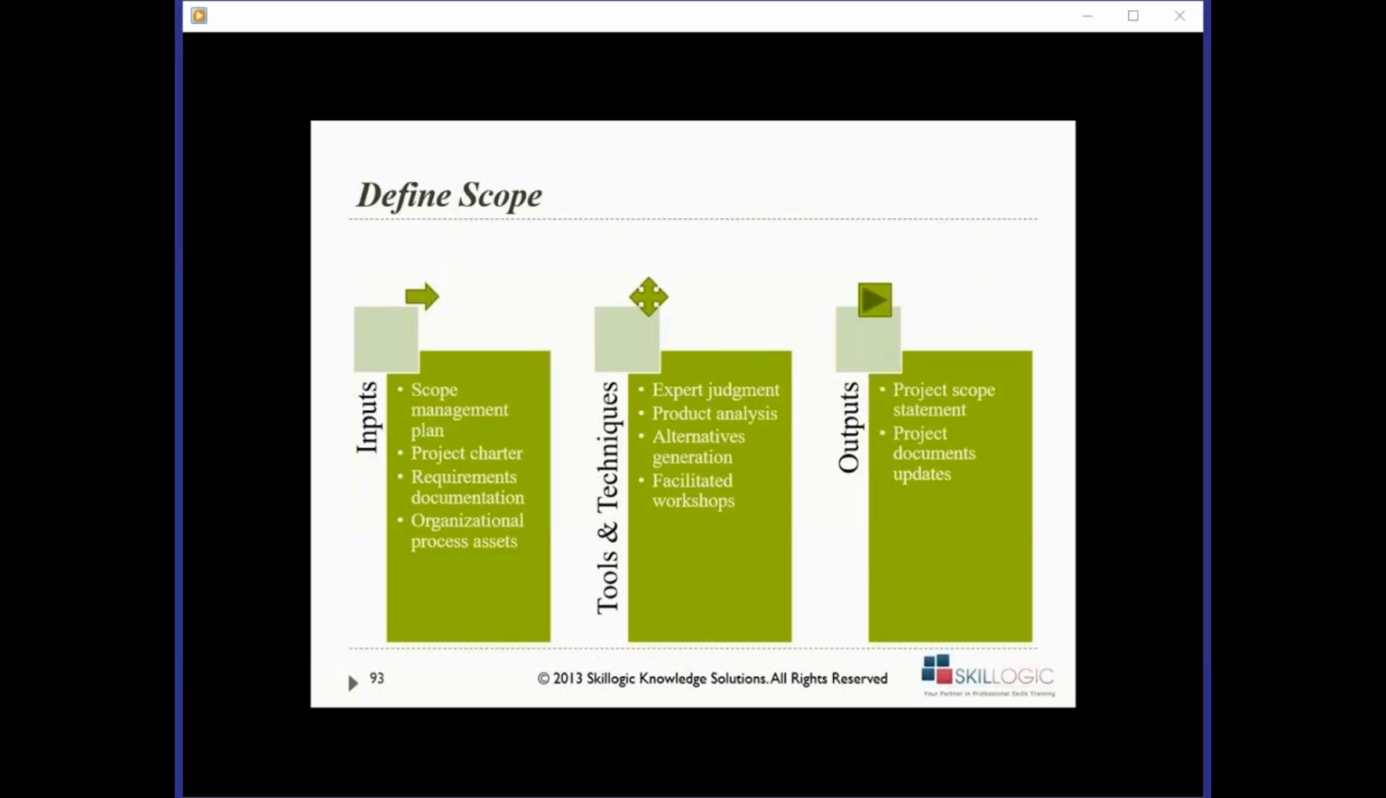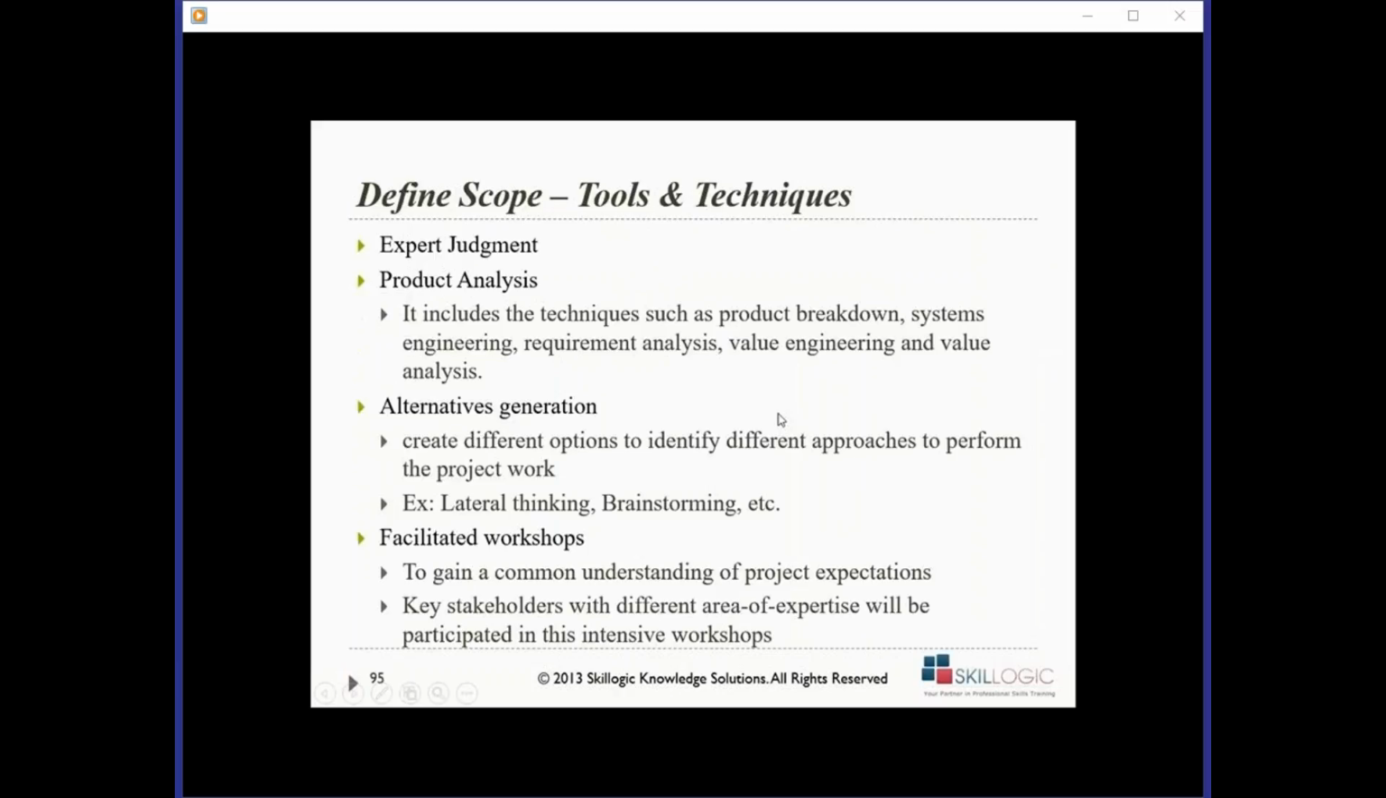So that's what they have given me, and at the same point of time, it should cost less than iPhone. So now I know what my product should look like. Analyzing the iPhone, I can come up with what should be the scope of the product. Alternative generation: alternatives of what should be the material, who should be the supplier. I can look at the different suppliers. Should I make it? Should I buy it from the market? Different alternatives I can explore to define my scope. And facilitated workshops. These become my tools and techniques to define the scope.